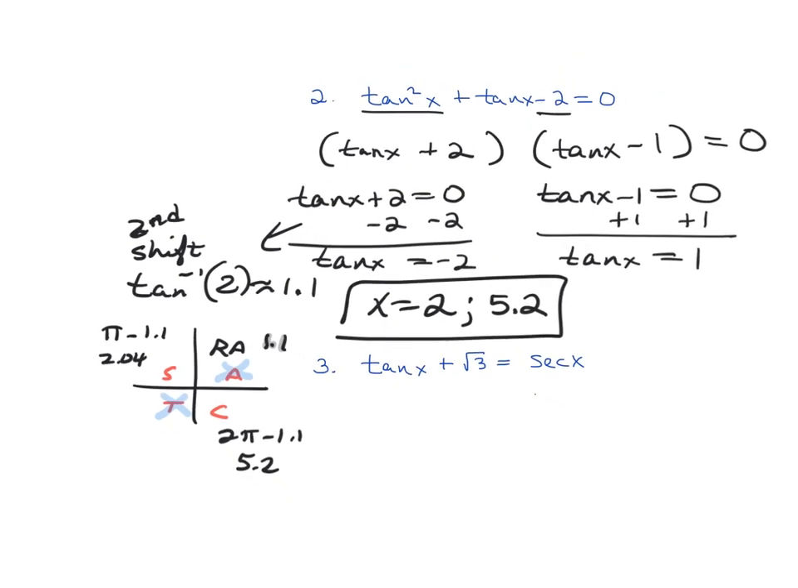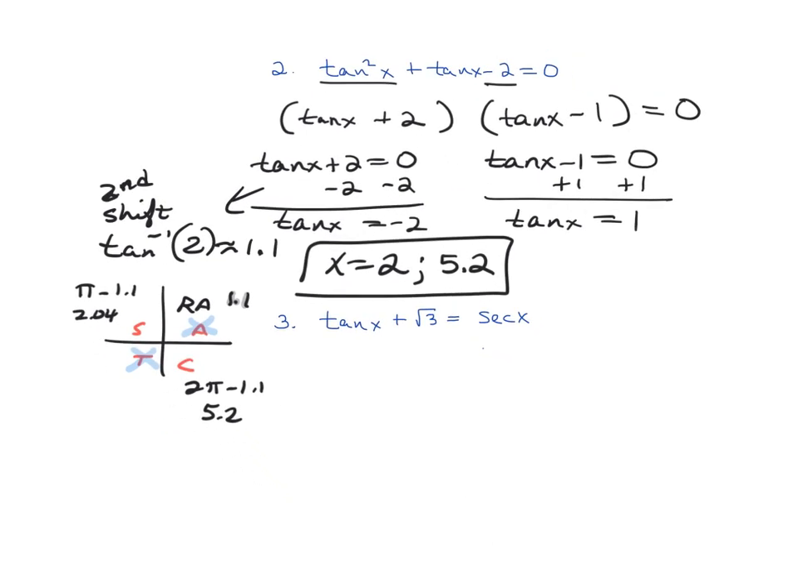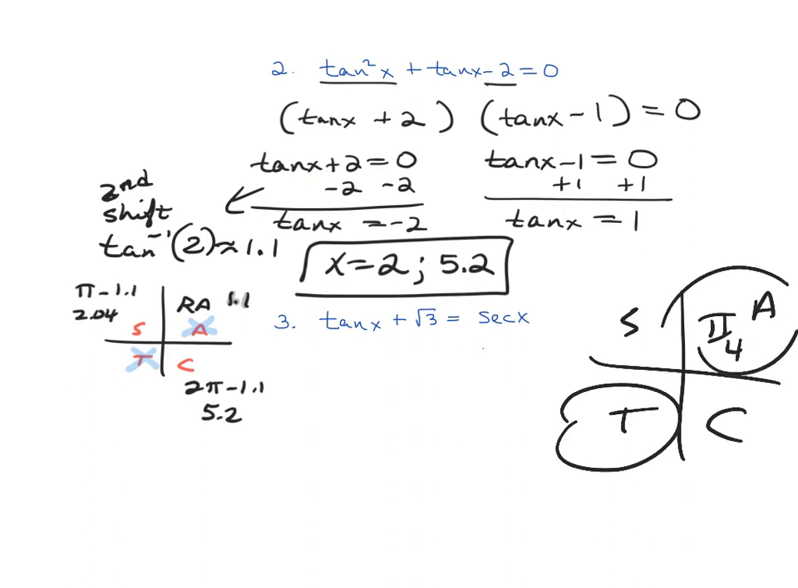Over here, again, tangent of x equals 1. Again, that tells me it's my 45-degree reference angle, so pi over 4. And then "all students take calculus," tangent positive. So it's the 5 pi over 4 again. So x equals pi over 4 and 5 pi over 4.